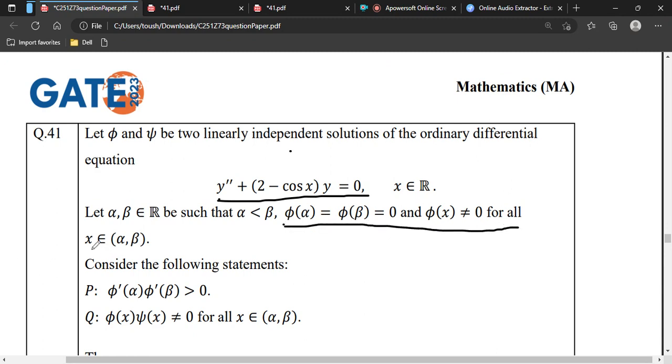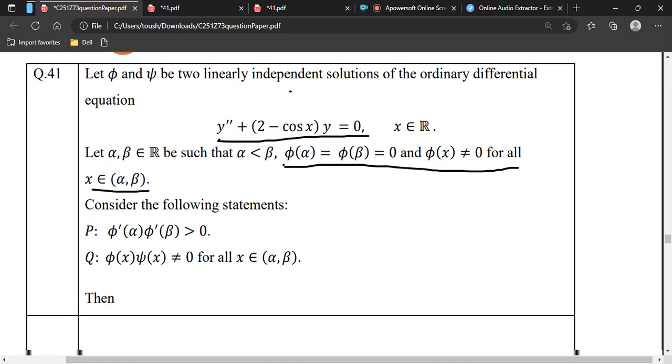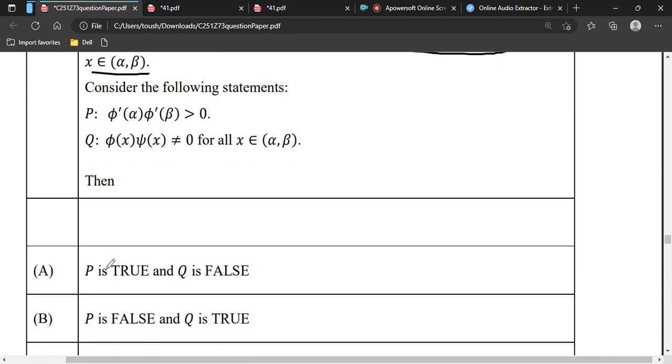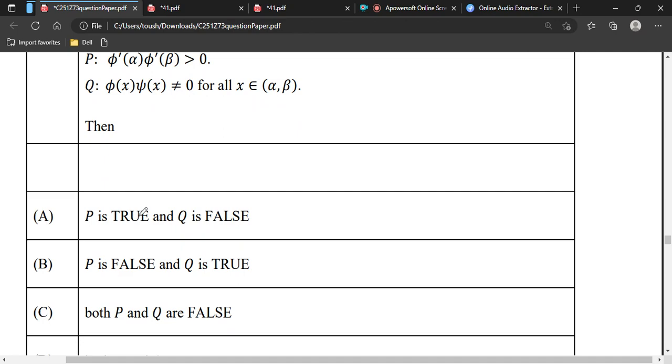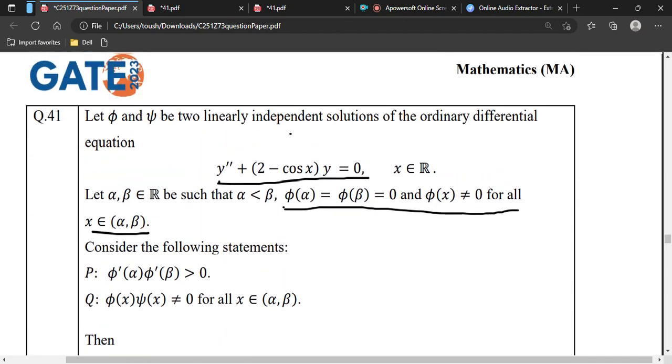Now, option P says phi dash alpha into phi dash beta is positive, and option Q says that phi(x) into psi(x) is non-zero for all x between alpha and beta. Then which option is true? P, Q, both options are true, or both options are false. Let's check.